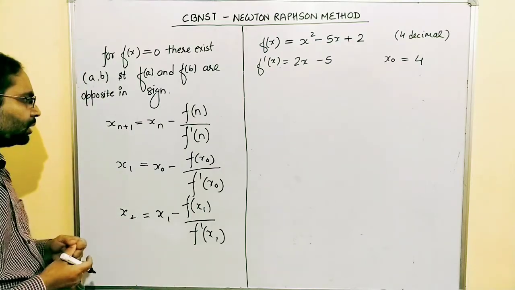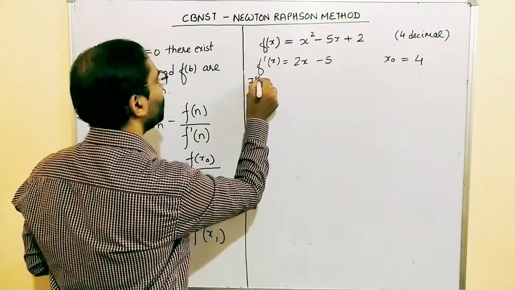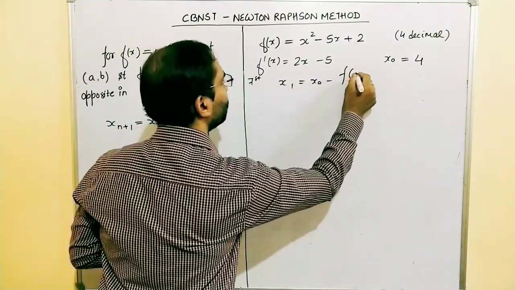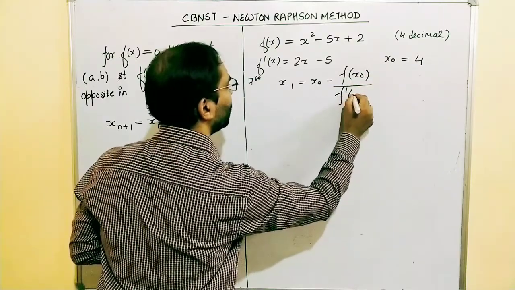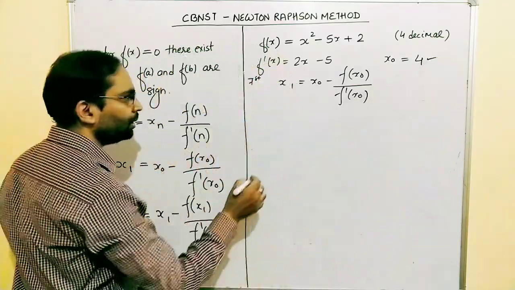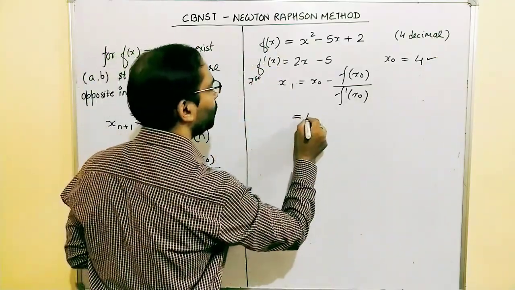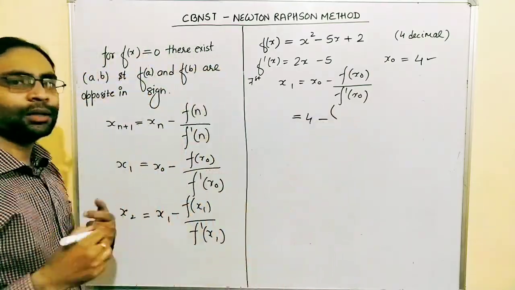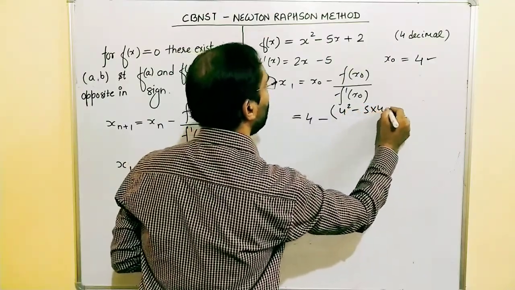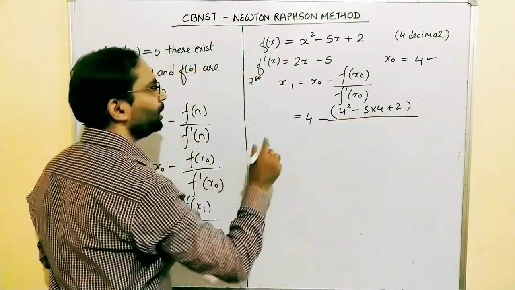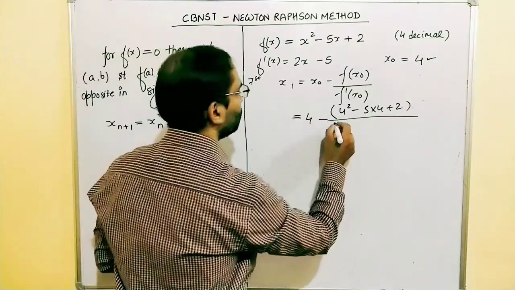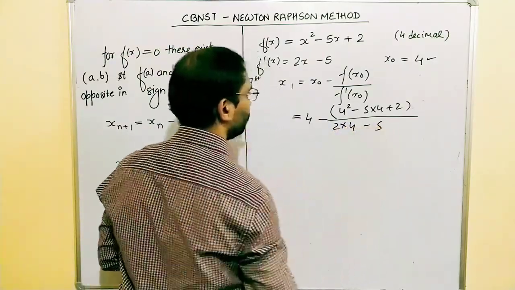Let's start our first iteration. In the first iteration, we will be finding the value of x1. This will be equal to x0 minus f at x0 whole divided by f dash at x0. What have we taken as x0? We have taken x0 as 4. So let's begin. x0, that is 4, minus the function's value at 4. So we need to substitute 4 here. So this will be 4 square minus 5 into 4 plus 2, whole divided by the derivative function f dash at 4. So this will be 2 cross 4 minus 5.